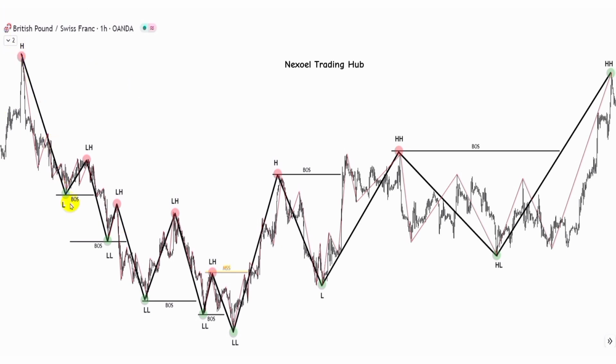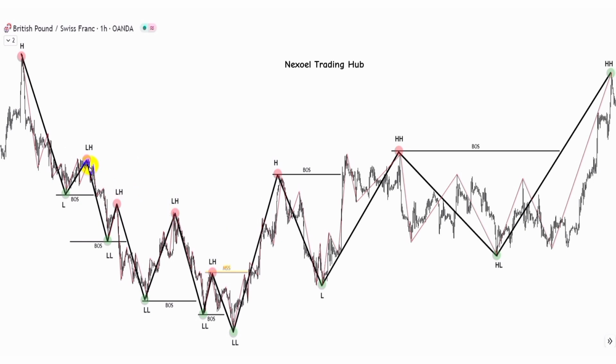We have the impulsive leg move, the corrective leg move, impulsive, corrective, impulsive, corrective, impulsive, corrective, impulsive. Now price pushed to the upside and took out this high point, so we have a market structure shift. But in the lower time frame, the 1 hour time frame, we have this impulsive leg move, a pullback, impulsive, pullback, impulsive, and price pushed to the upside and took out this high. That doesn't mean that the overall direction of the market is now bullish. No, it is bullish in the lower time frame, so it is a minor structure.